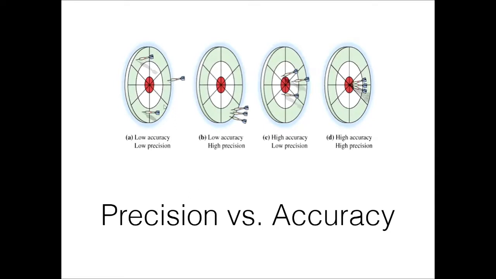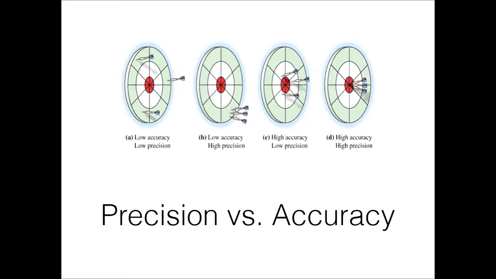None of them are close or centered around the absolute value of accuracy, the bullseye. Now look at B right here. We have here a situation in which all the darts are basically hitting the same point or very near close to it, in the same section, at least, of the dartboard.